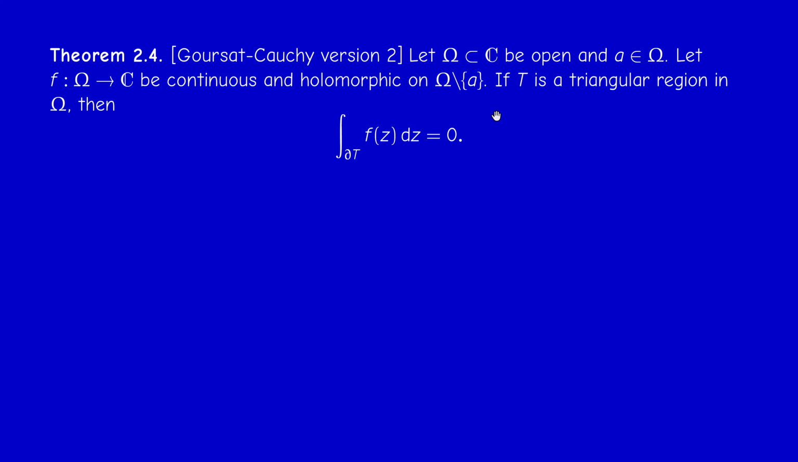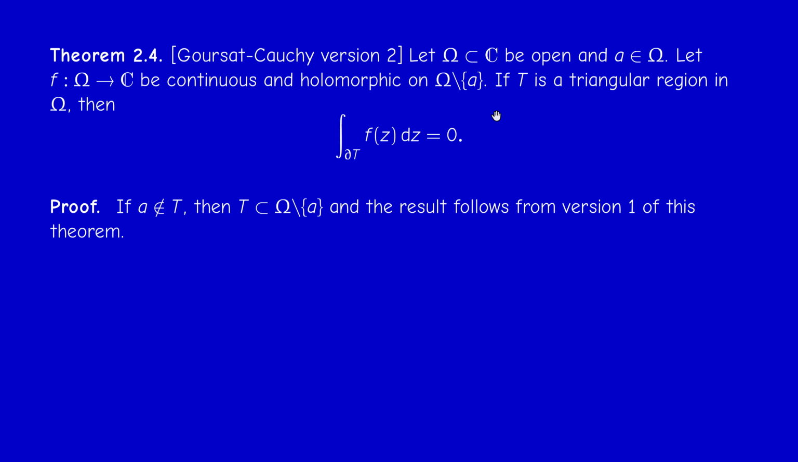Okay, now we shall deduce version 2 from version 1. Okay, so we have 2 cases. Either the point where there's a problem is in the triangular region or not. If it's not in the triangular region, then the triangular region is contained in omega without a. So if we apply version 1 to f and omega without a, then we get the integral is 0. Okay, so there's nothing new here. So we assume that a is in the triangular region.